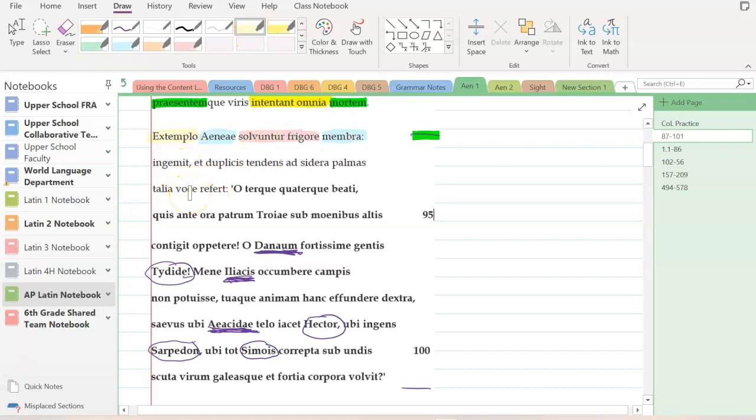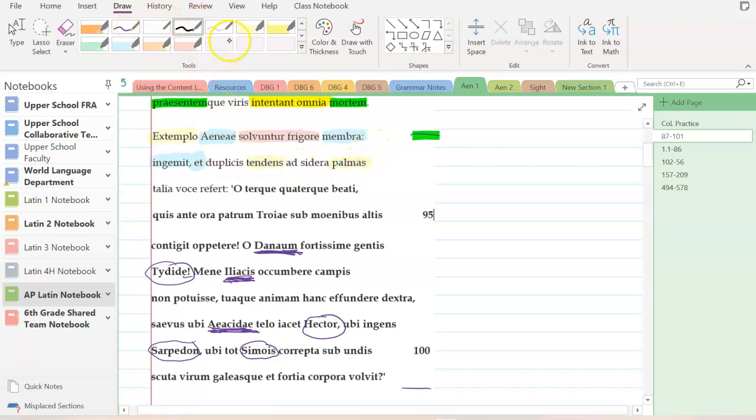Ingemit et duplicis tendens ansidera palmas talia voce fefert. This second line doesn't have a verb or anything, but it has a nice participial phrase. It's like its own little thing. I mean, it does have this verb, but it's kind of separate. He ingemits, and he's gonna do something else, but before that next verb, what we get is the participial phrase. And stretching his what? Oh, his palmas, palms, but metonymy for hands, right?